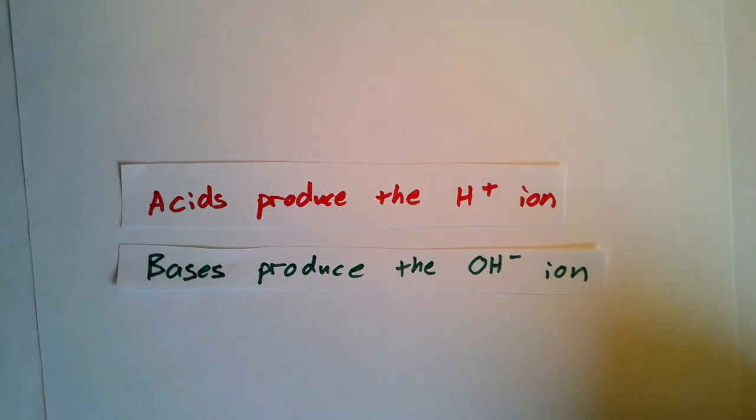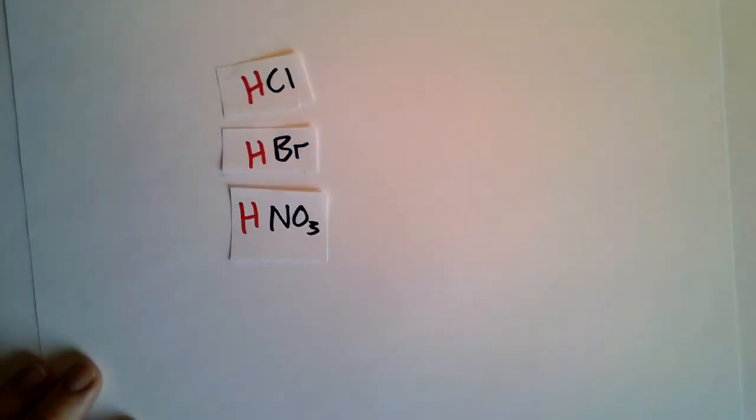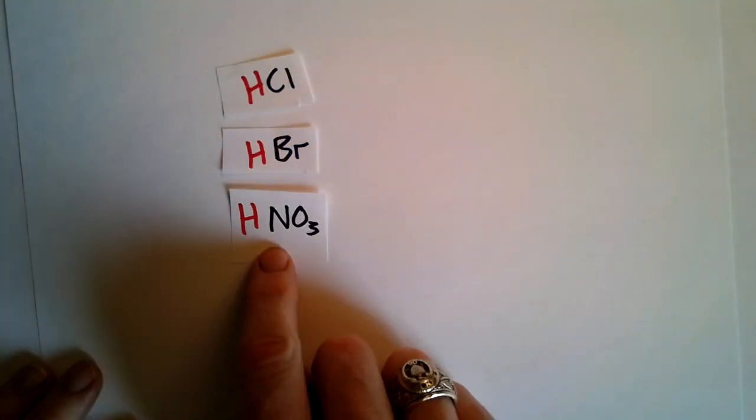Now that works for a lot of cases, just about most of them. It'll work for all the ones today, and we'll learn later that it isn't exactly true. There's a little bit more. But if we just take a simple acid, this is an Arrhenius acid right here. That's HCl, hydrochloric acid. And if we take HBr, hydrobromic acid, and HNO3, that's nitric acid.